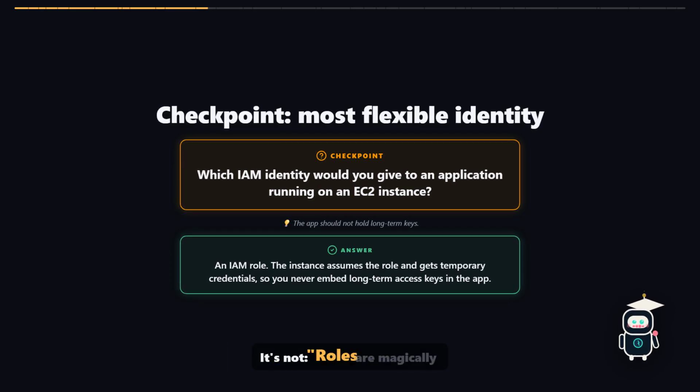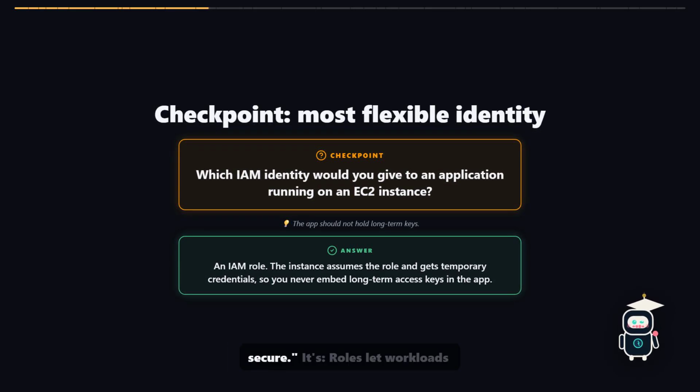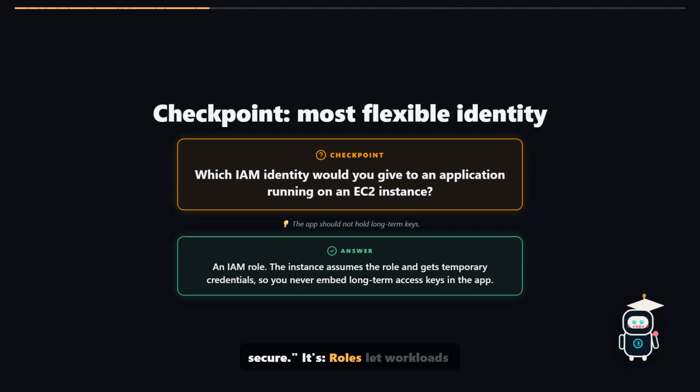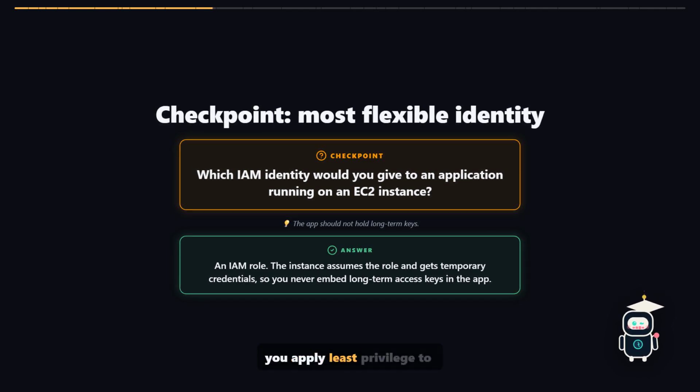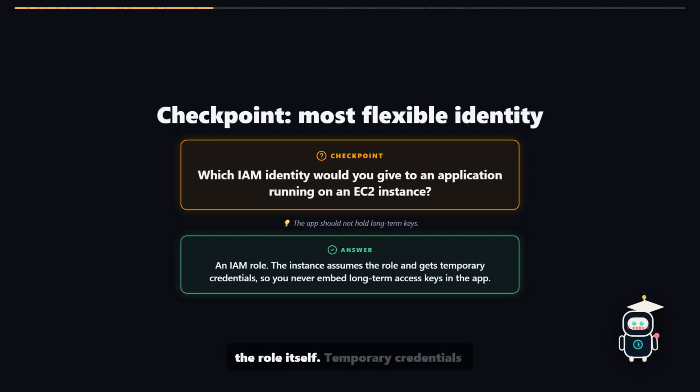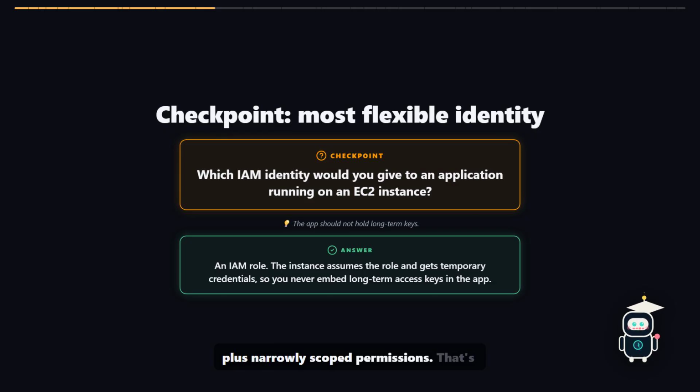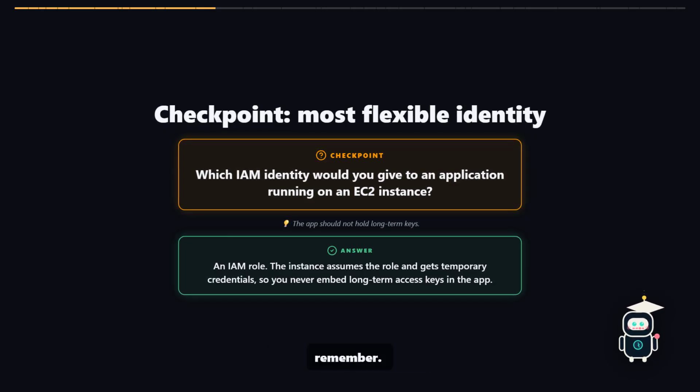Now remember the security principle behind the answer. It's not that roles are magically secure. It's that roles let workloads use temporary credentials instead of forcing you to distribute and manage long-lived access keys. Then you apply least privilege to the role itself. Temporary credentials plus narrowly scoped permissions. That's the pattern you want to remember.